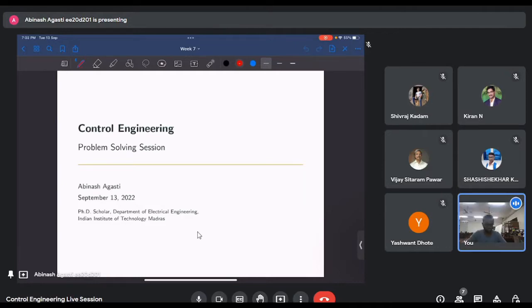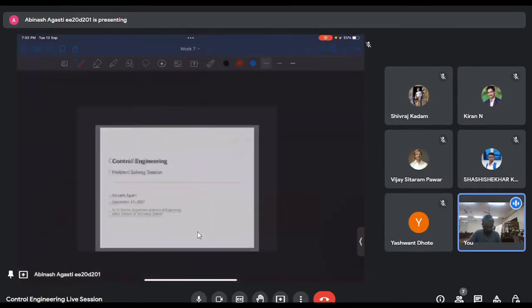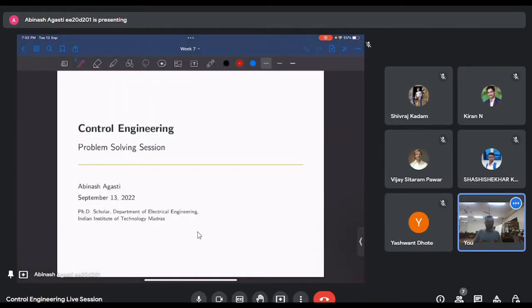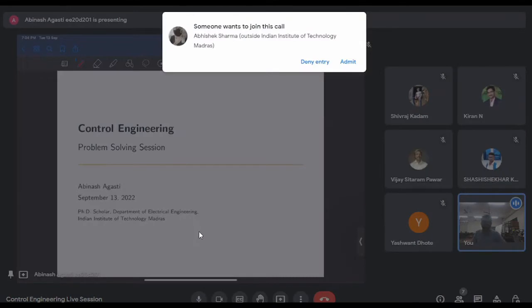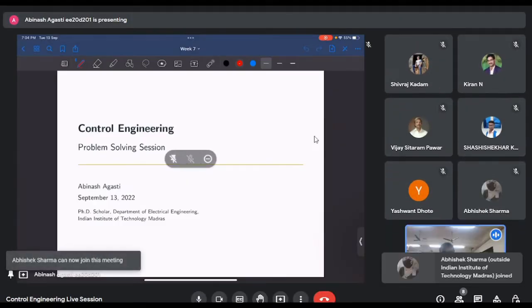Hello everyone. So we'll start for today's session where we'll discuss the design of PID controllers. As you would have gone through the lectures, you would probably have seen the general structure of the PID controllers, but in actual practice, PID controllers are one of the most widely used controllers in the industry.